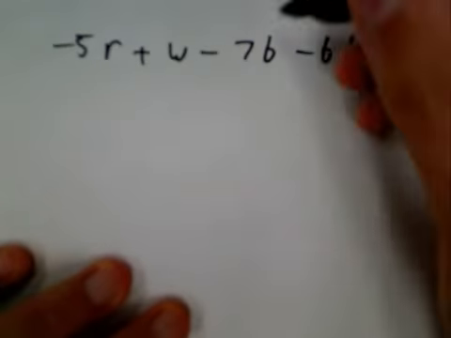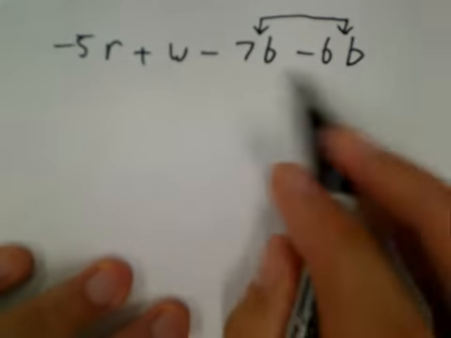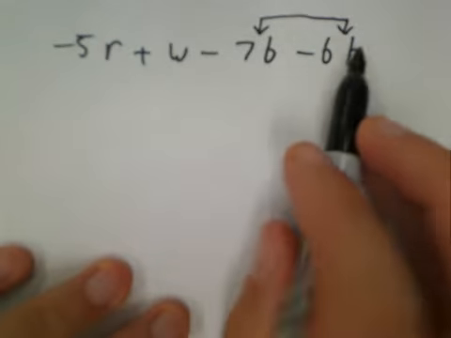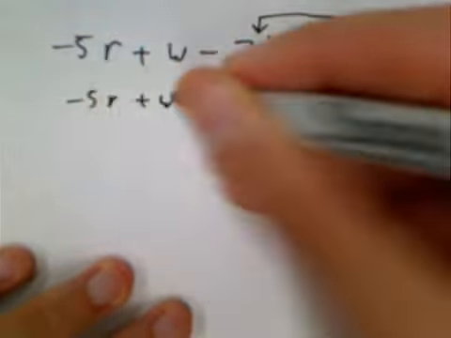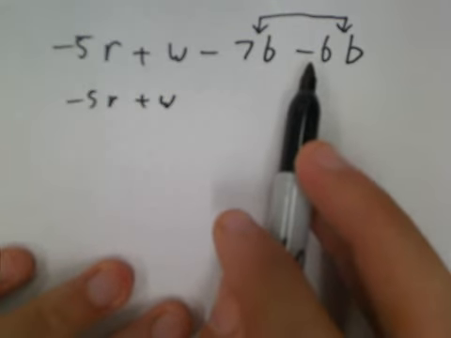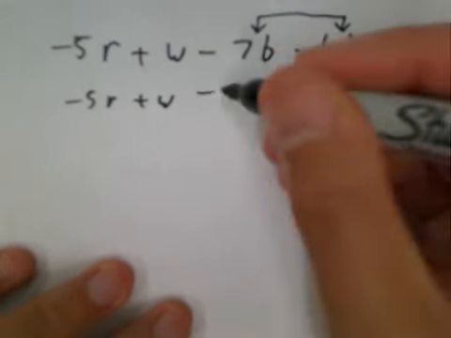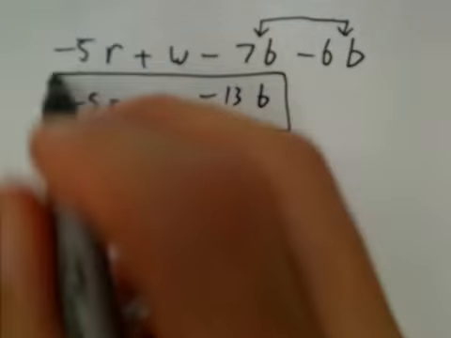So the only things that are going to combine are the b's. This is b here, this is b there. They both have the same exponent. Remember, you can't combine different exponents here. These letters are different, so let me just copy those. And then negative 7 and a negative 6. They're both negative, so they will join forces. So that is my final answer.